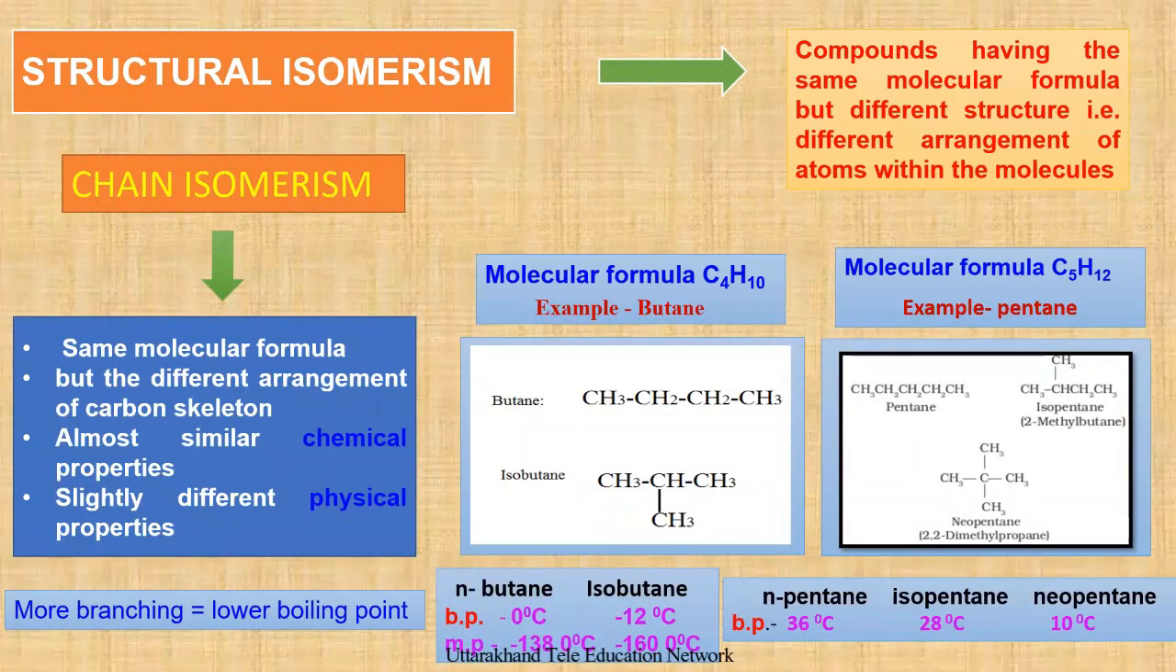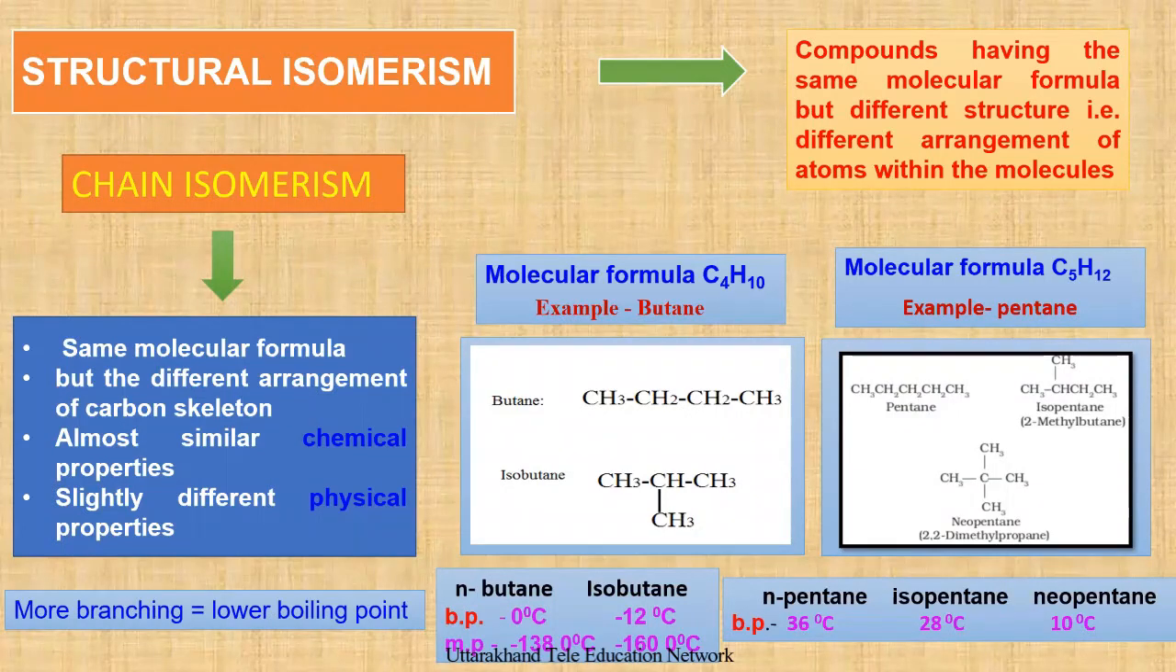Two or more compounds which have a similar molecular formula but different arrangement of carbon atoms, leading to linear or branched chains, are referred to as chain isomers, and they have almost similar chemical properties but different physical properties. For example, two chain isomers are possible with the molecular formula C4H10: butane, a linear chain isomer, and isobutane, a branched chain isomer. Three isomers are possible with the molecular formula C5H12: pentane, a linear chain isomer, and isopentane and neopentane, which are branched chain isomers. Generally, branched chain isomers have lower boiling and melting points than their linear chain isomers.